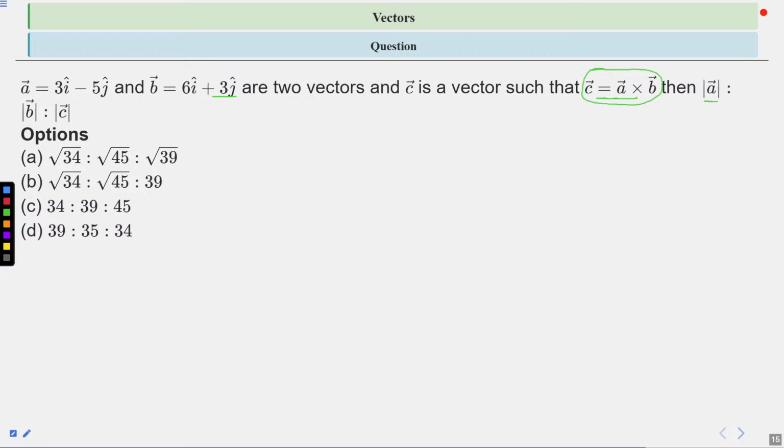Given options: option A is under root 34 ratio, under root 45 ratio, under root 39. Option B is under root 34 ratio, under root 45 ratio, 39. And option C is 34, 39, 45. And option D is 39 ratio, 35 ratio, 34. So which one is correct? Please solve this question.